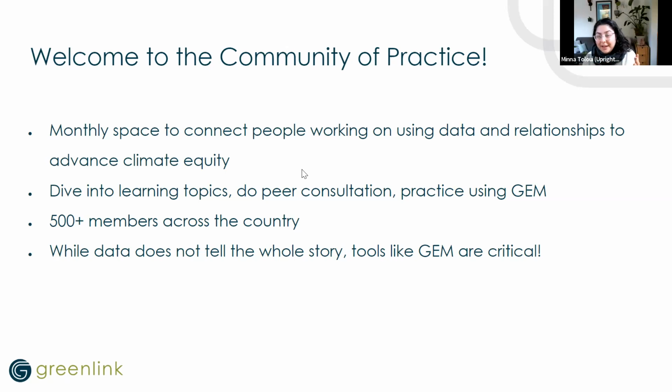So this space that we create every month, we call it the community of practice. We do a lot of different things. Sometimes we dive into learning topics, like today, where we're going to get real deep into how to use the new Urban Tree Canopy layer that we have, in addition to the 30 other indicators that are in this map. We also do peer-to-peer consultations where folks can help each other work through issues and challenges they're working through on the ground, and various other things, because we're trying to connect the folks that are trying to do this good work together.